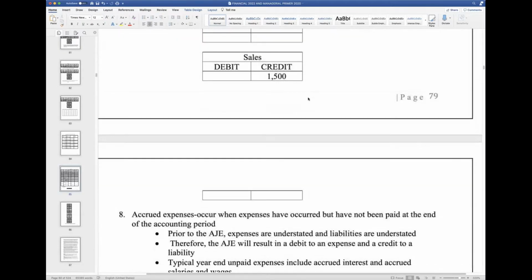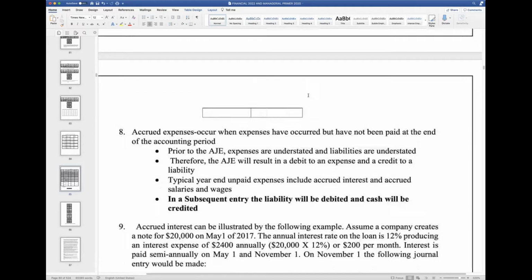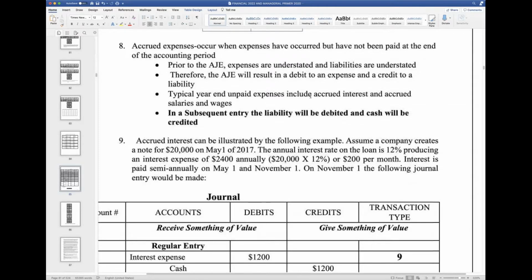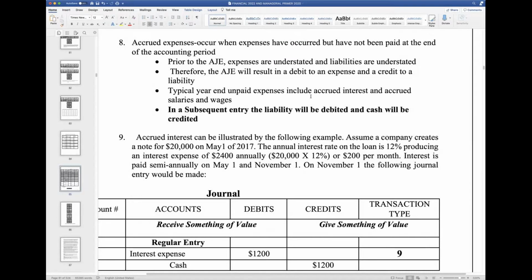So this is another one that's not as bad. Let's move on to accrued expenses. Another thing that can occur is expenses are incurred but not paid. So we may incur some expenses at the end of 2019. We're paying them in 2020, but we have to show those expenses in the accounting records in 2019.